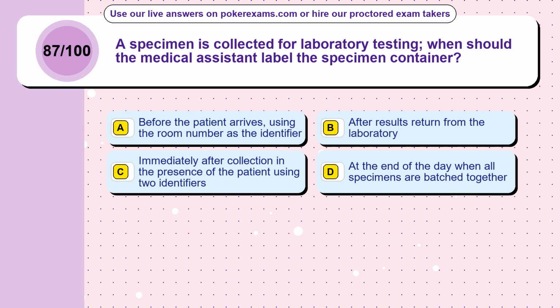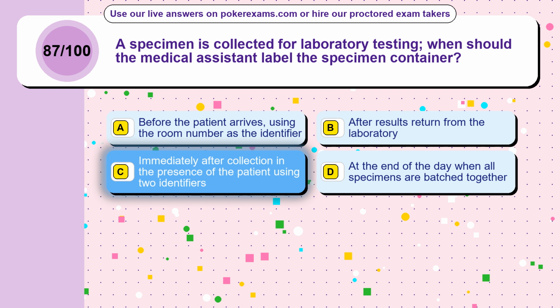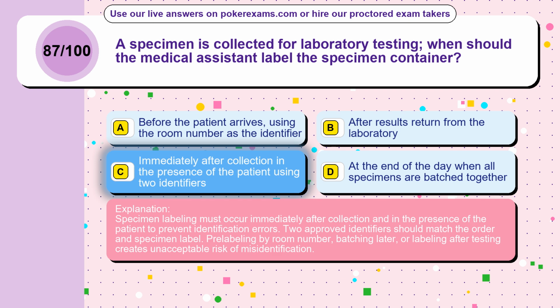Immediately after collection in the presence of the patient using two identifiers. Option D. At the end of the day when all specimens are batched together. The correct answer is option C. Immediately after collection in the presence of the patient using two identifiers. Specimen labeling must occur immediately after collection and in the presence of the patient to prevent identification errors. Two approved identifiers should match the order and specimen label. Pre-labeling by room number, batching later, or labeling after testing creates unacceptable risk of misidentification.